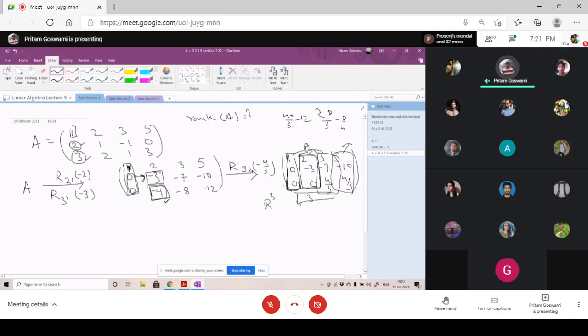You don't have to check the independence of the vectors here. You will just check these elements. These are called pivot elements. So what was that? 1, 2, 3, 5. 0, minus 3, minus 7, minus 10. 0, 0, 4 by 3, 4 by 3. Whenever you get an element and all the other elements below it are 0, this element is called a pivot element. There are 3 pivot elements, right? So the rank is 3.